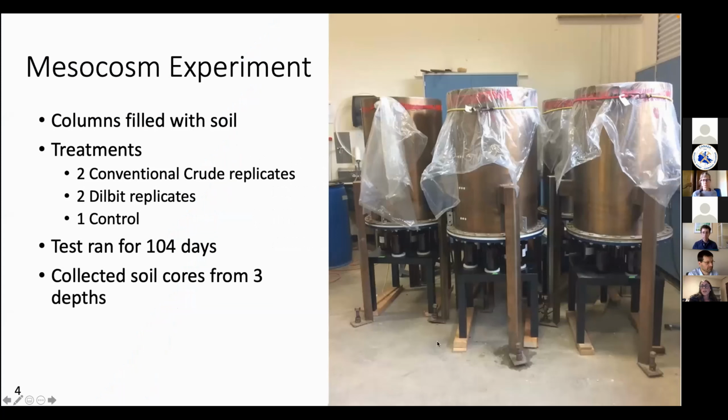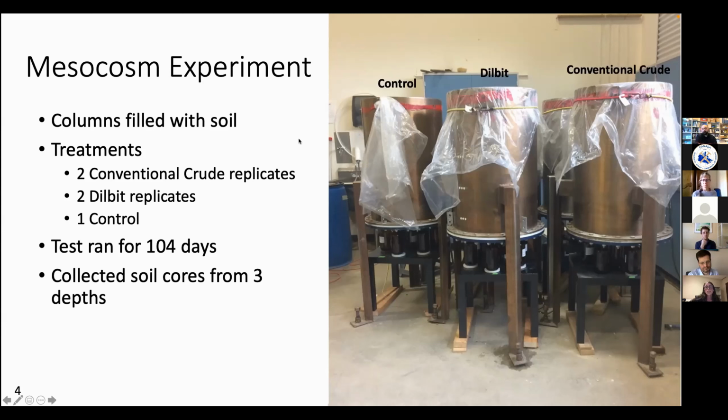We evaluated this using large-scale mesocosms, which acted as analogs to natural shallow groundwater systems. This mesocosm experiment was done in 2019. We had these open top columns that you can see here, which we filled with soil collected from the Mount St. Hilaire Nature Reserve, just outside of Montreal. We ran the mesocosm experiment for 104 days at the lab here in Quebec City.